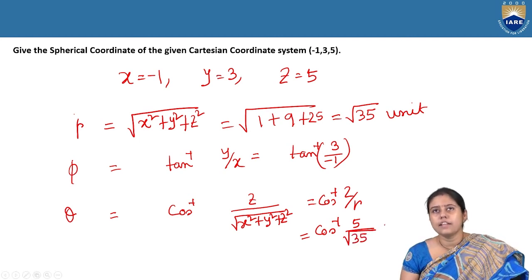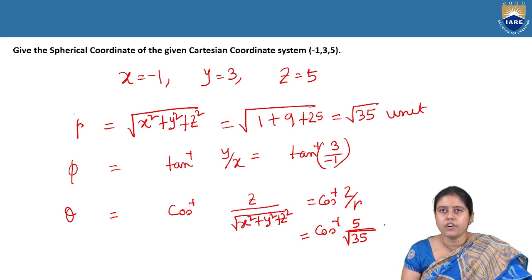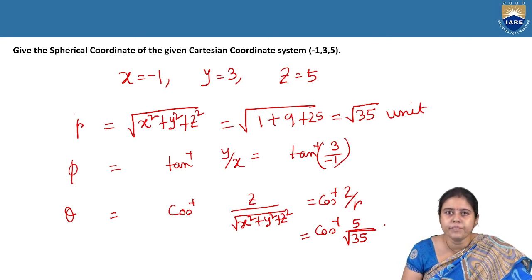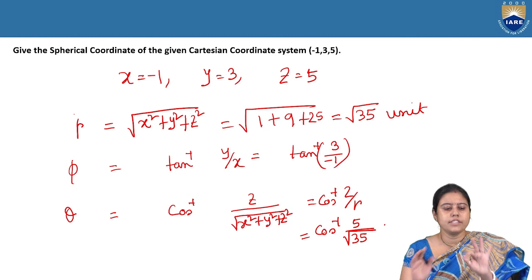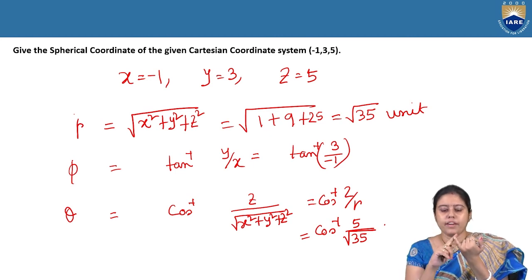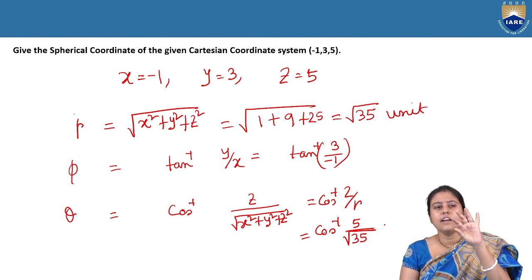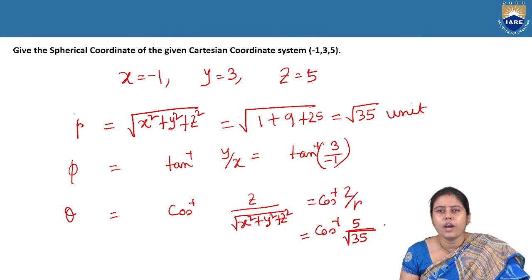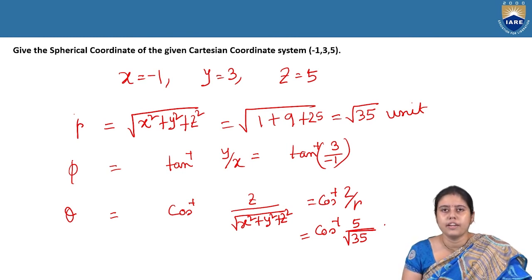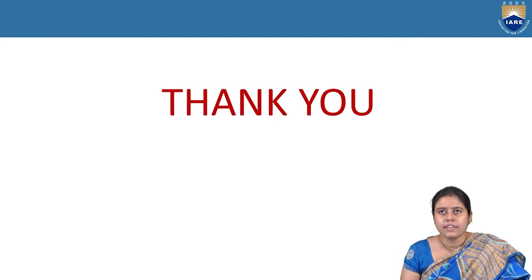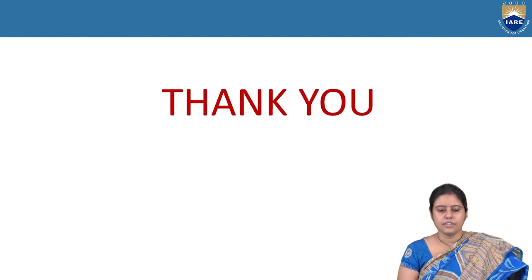So these are the conversions of the coordinate systems. We have discussed 3 types of coordinate system: Cartesian, cylindrical, and spherical. Thank you for today's discussion.